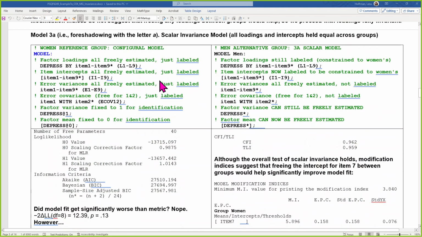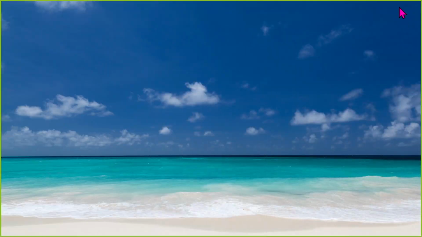Then we did the next stage, which is vocabulary words. What comes next? Give me an S. Give me another S. Strong. Yeah, scalar or strong. And this concerns the item means or the item intercepts. Which is it? Intercepts, yes.